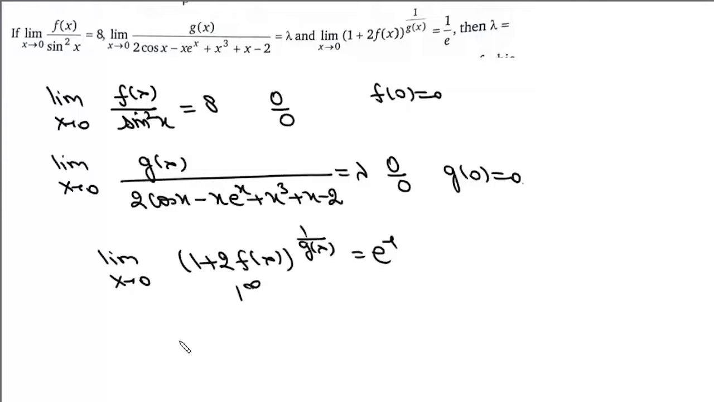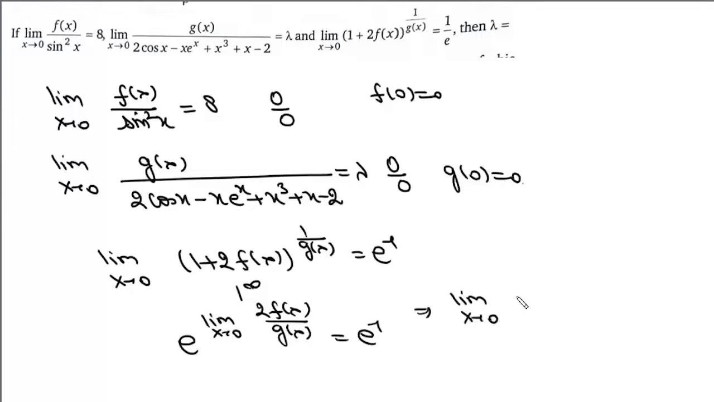If we use the shortcut, we can write this as e to the power limit x tends to 0, 2 f(x) upon g(x), which is equal to e to the power minus 1. So from here we can write this limit x tends to 0, f(x) upon g(x), this value will be minus 1 by 2. Now we need to find the value of lambda.